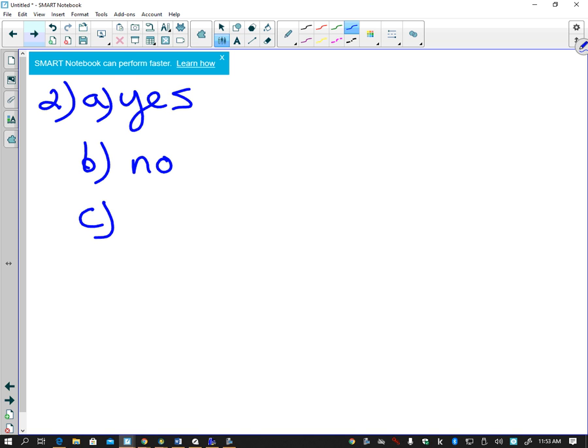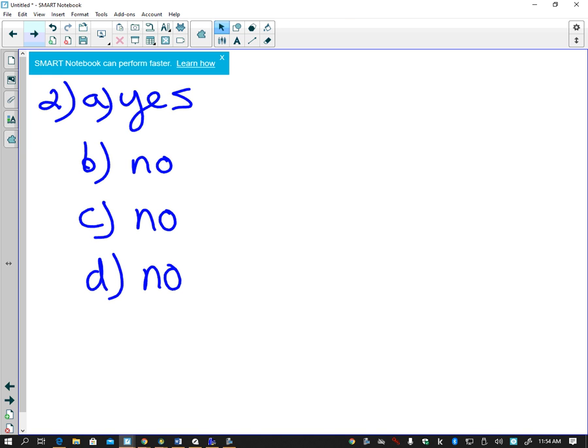C has 1, 2, 3, 3. So it repeats 3 twice, and the y's are different. So C is also not a function. And D goes 5, 6, 7, 6. And then whenever I look at the 6's, it has a 7 and a 5 for the y's. So they're different. So automatically no. Does that make sense on 2? No, it's just yes, no, no, no. All right, that's all I need. It's a really easy one to get right. It's also really easy to get wrong.